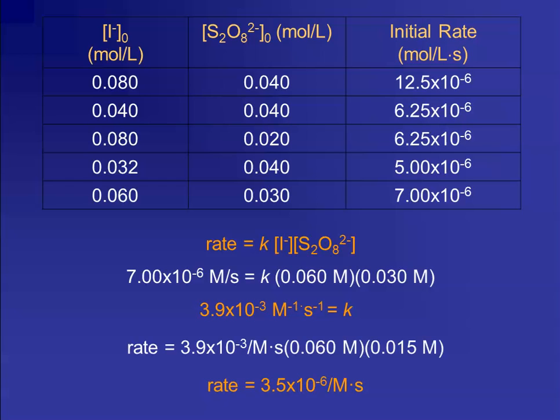And I have no idea why I put the slash between the negative 6 and the M. I will be moving that slash over. It should be M per s.